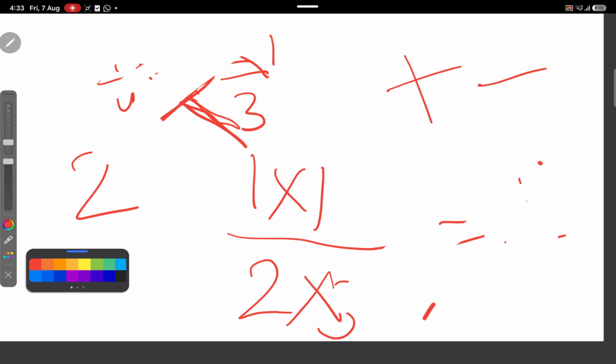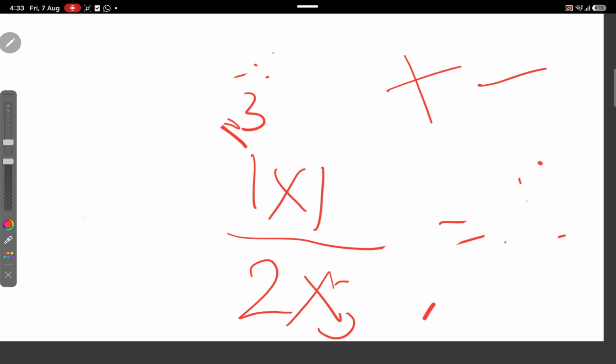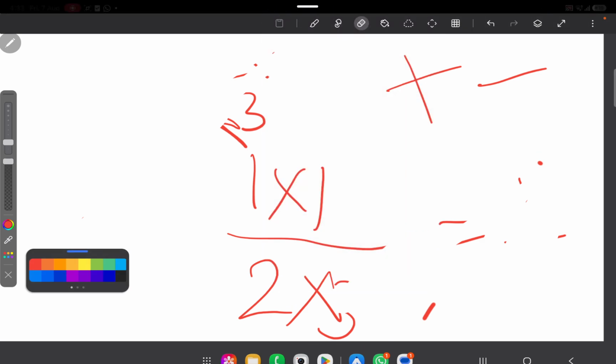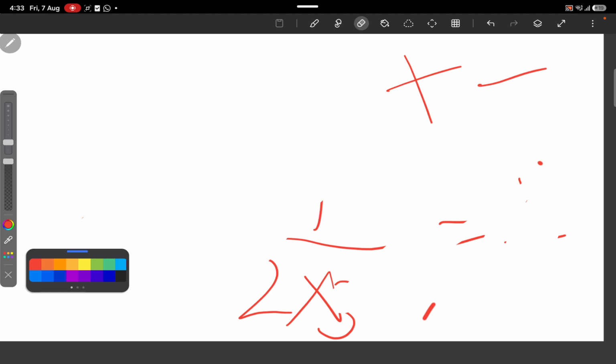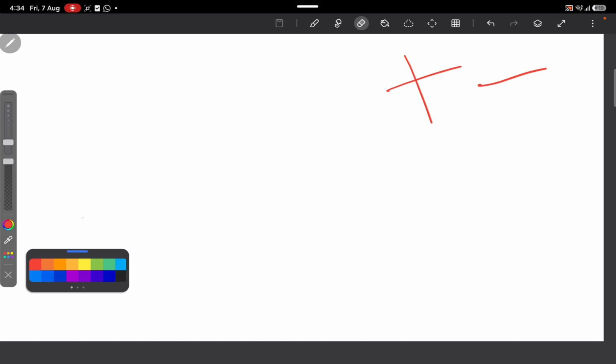Now we will do quite a few sums for multiplication. Then we will move towards division, because if you don't know multiplication, you can't do division, since multiplication is part of division here in fractions. So let's do some questions.